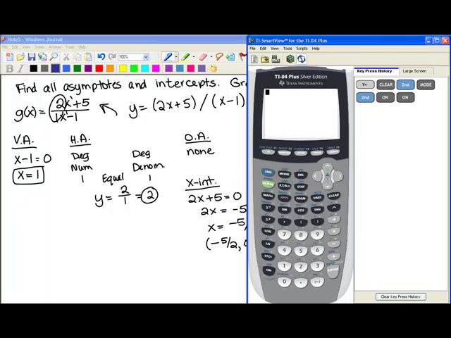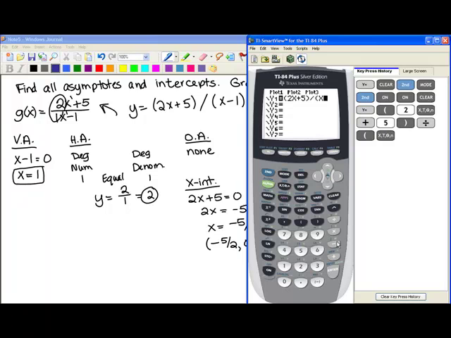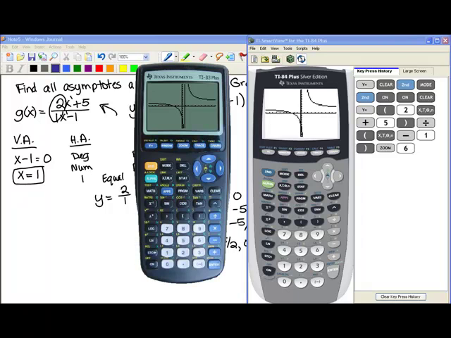Now I'll show you how to graph the same function using the TI-84 calculator. Press the y equals key. We'll type in the numerator and divide by the denominator. I'm going to press zoom number 6. And I'll bring up the TI-83 and we can compare the two screens.